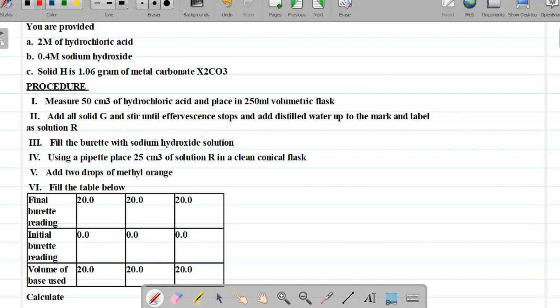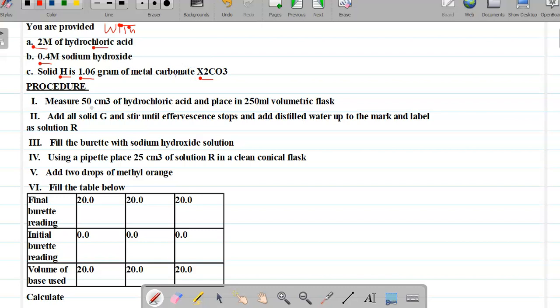You are provided with 2 molar hydrochloric acid, 0.4 molar sodium hydroxide solution, and solid H, which is 1.0 gram of metal carbonate. Now, we don't know the value of X. We know it's a valence 1, group 1 element, but we don't know much about it.